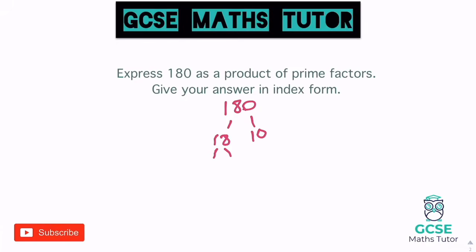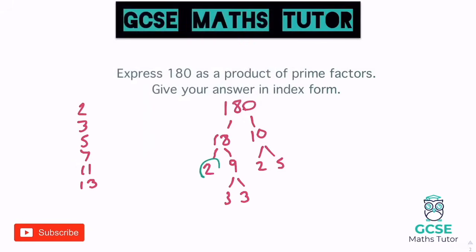So neither of those are prime. Again, if it helps, just make sure you write down some of the prime numbers. There we go. So 18 is 2 times 9, 2 being prime, but I'm just going to keep going. 9 is 3 times 3. And then 10 is 2 times 5.